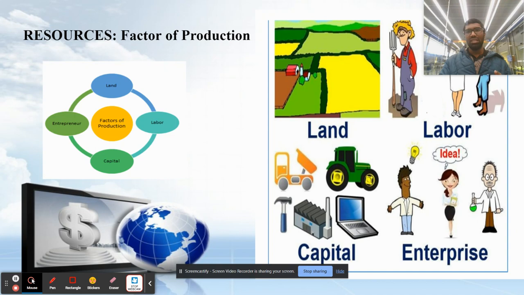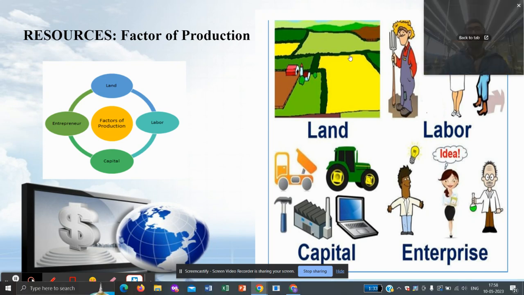For example, if you see the picture here, we can see the land which is needed, and the capital here. You can see the tractor, because people need money to buy tractors for farming, and if you say an IT company, people need to buy laptops and give them to their employees so that they can work on them. If you see a data center, they need some kind of storage. For that they need land.